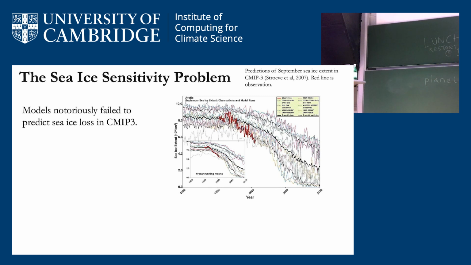And there's a main problem in the sea ice world, the climate modeling world, which is the sea ice sensitivity problem. Namely, in 2007, there was this very well-known study for us about the inability of sea ice models to accurately predict sea ice loss. So the reddish thing is the observation, and this is from the third Coupled Model Intercomparison Project. We've got a bunch of different models, and none of them lost enough sea ice.